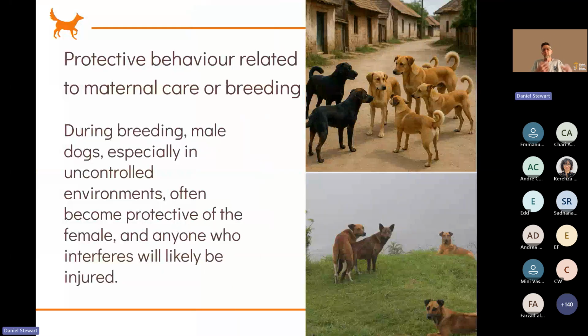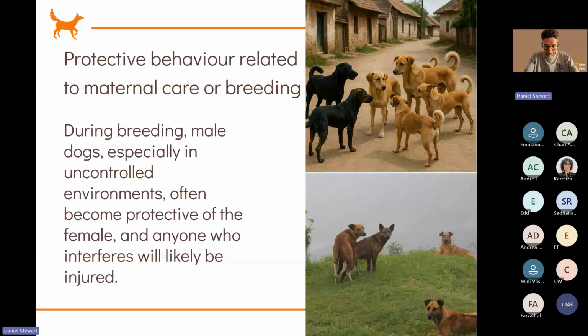So staying on the breeding aspect of it. During breeding, male dogs, especially in uncontrolled environments, often become protective of the female. So it's not always the female who's just given birth, but it's actually before that process.